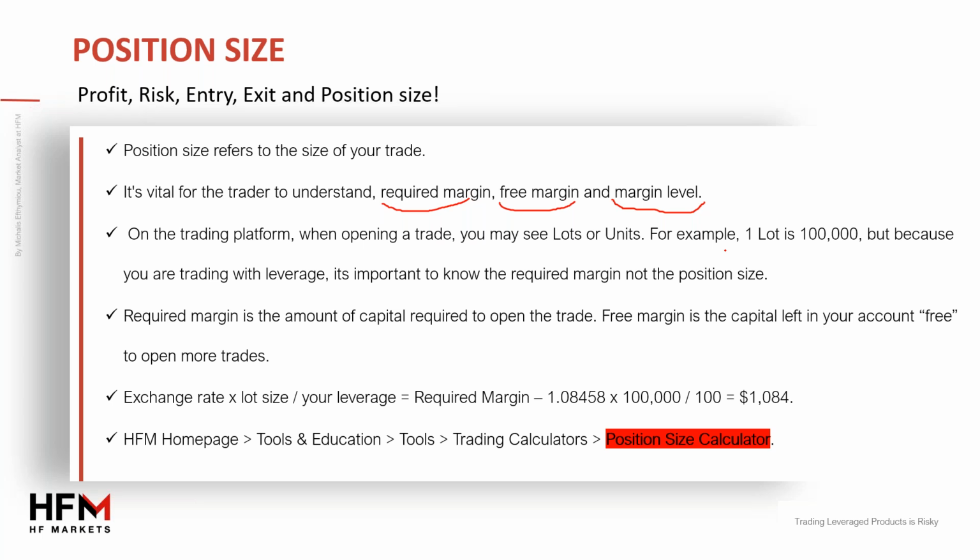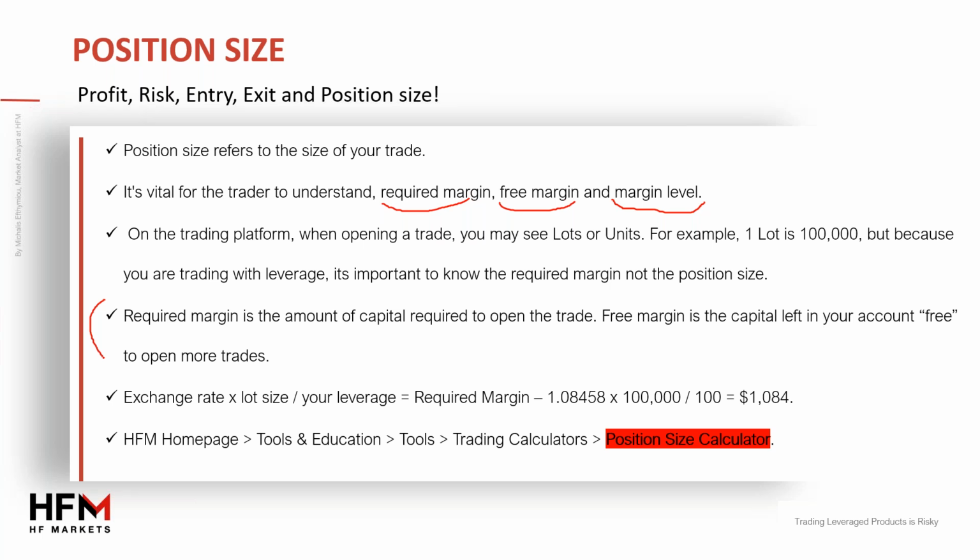Now, what exactly are these referring to? So let's go to the next point. Let's go to point number 4 here. Required margin is the amount of capital required to open the trade. So in order to open that position, this is how much is needed in terms of actually your money, in terms of your capital. So for example, if you've got 1,000 US dollars in your account, the required margin is how much of that 1,000 US dollars is required to open a trade.